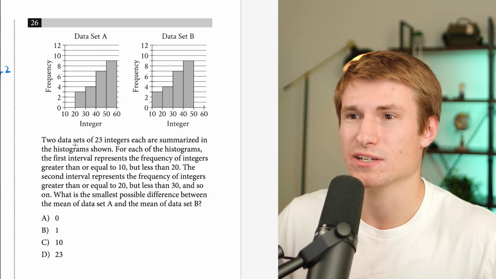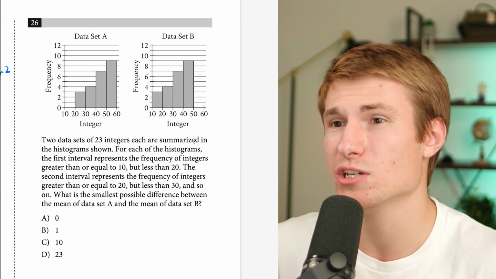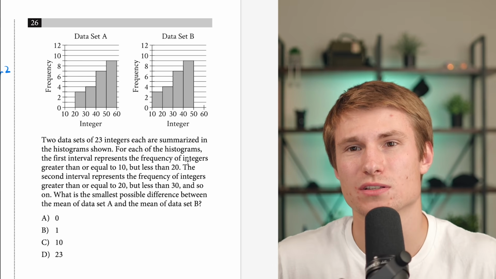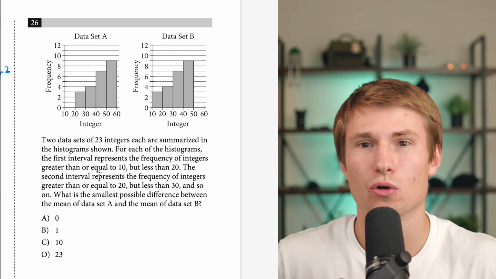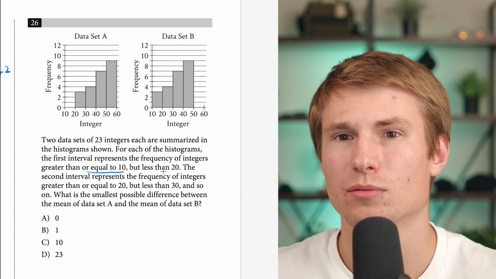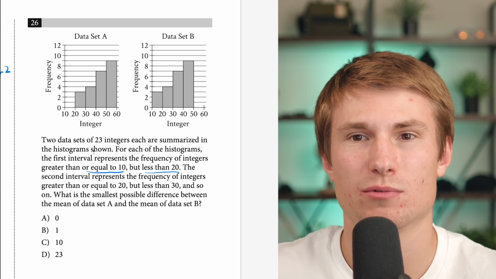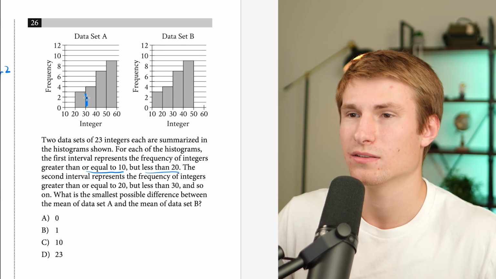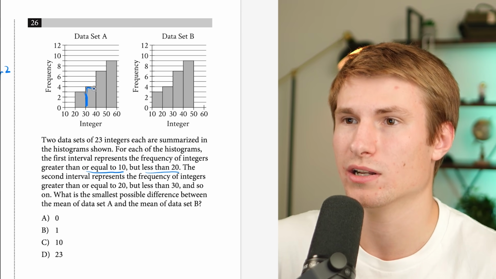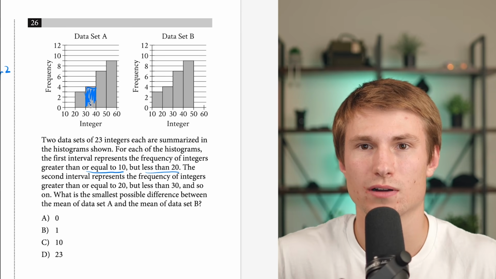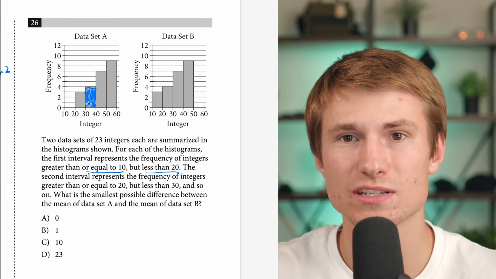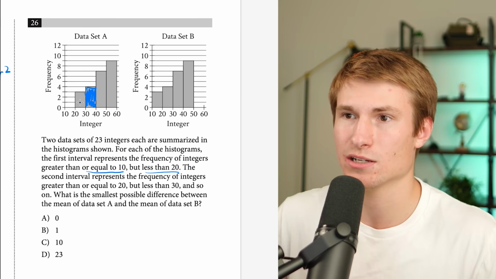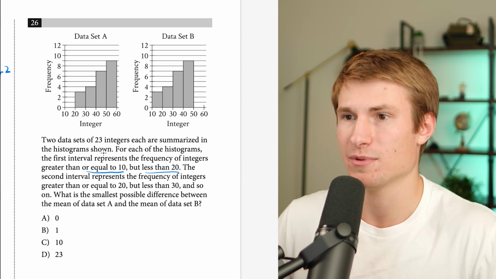So question 26 states that 2 data sets of 23 integers each are summarized in the histograms shown. For each of the histograms, the first interval represents the frequency of integers greater than or equal to 10, but less than 20. So the key thing that we need to understand here is that this line right here, this 30 number, is not included inside of here. Whatever is inside of a box, keep in mind, it's like 0 through 9. It doesn't include that next 0. Okay, so with that being said, let's keep reading through.